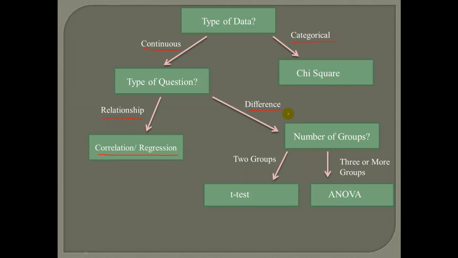And if you are looking at differences between groups, then obviously you need to consider the number of groups. If it's two groups, then we have the t-test. If it was three or more groups, we have the ANOVA. So that's just a quick review of deciding what statistical technique should I use?